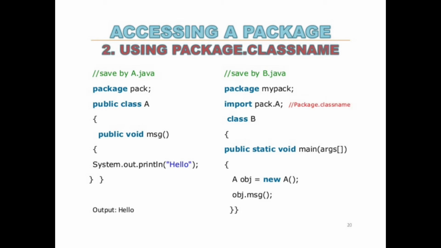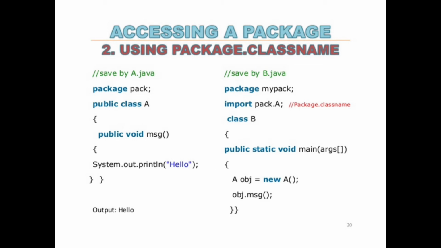Second one is accessing a package using the package.classname. Same previous program: write the package name, and the class name is A, and public void msg, the output statement is hello, and save it as A.java.